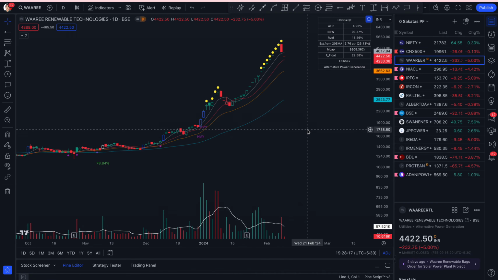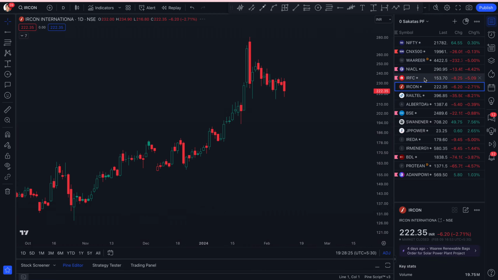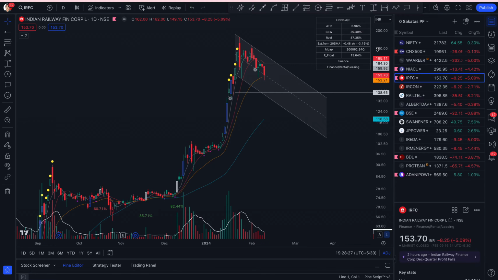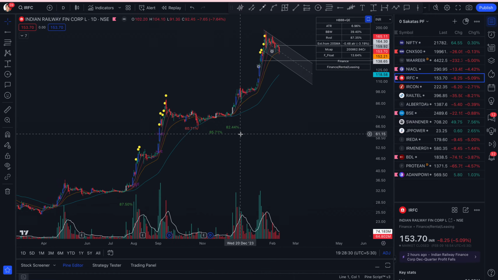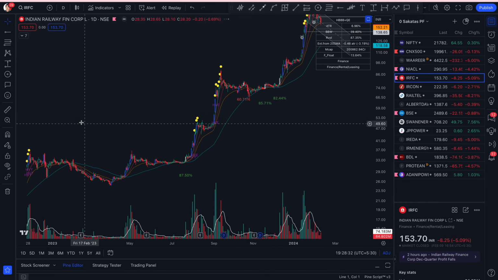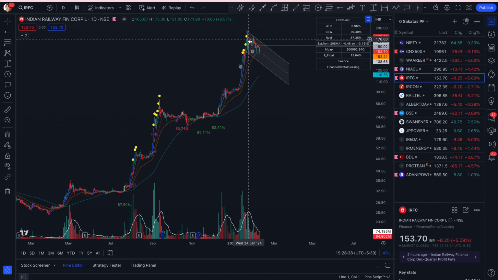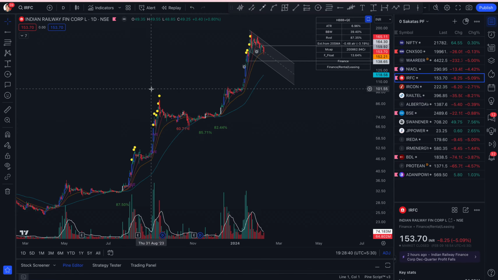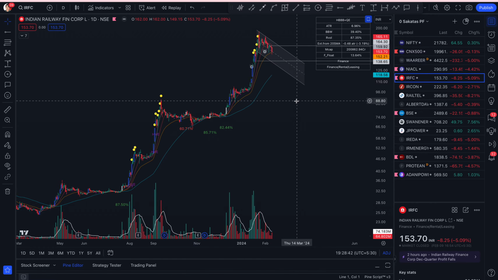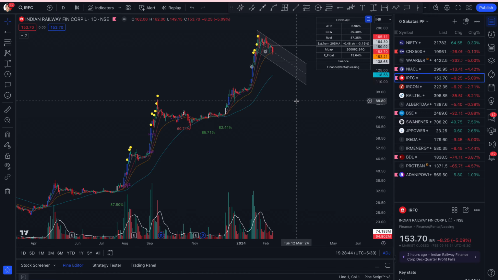Stocks move in a stage 2 uptrend, or even a stage 4 downtrend, in a staircase pattern. For example, if you take IRFC, it has been moving in a staircase pattern since it broke out from the primary base: go up, pull back, go up, pull back, go up, pull back. And this sort of pattern is basically how stocks move in an uptrend.